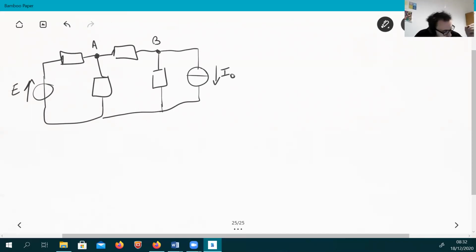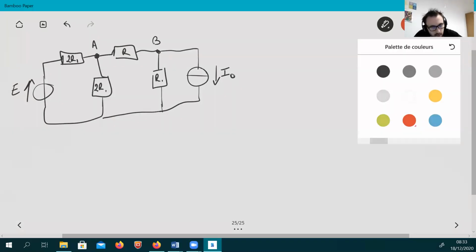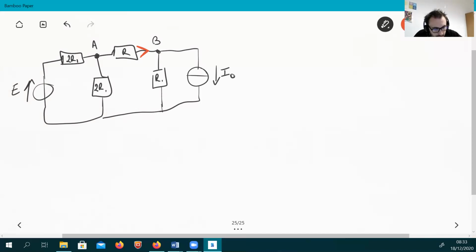So this is our circuit, R1, 2R1, R1, and R. The question is, what is the value of the current flowing through the resistor R between the nodes A and B?